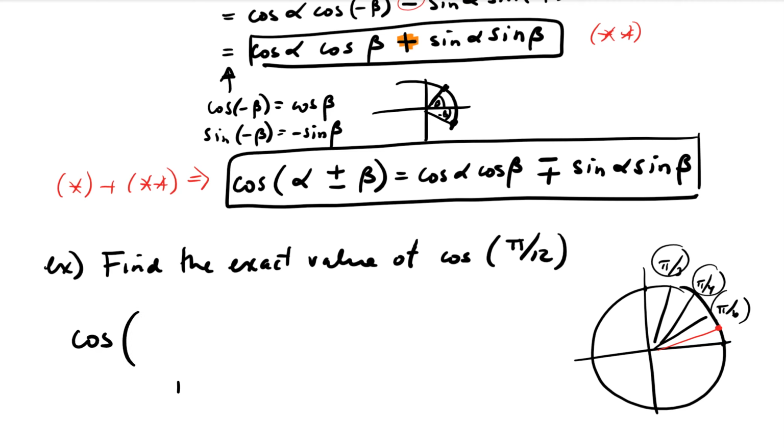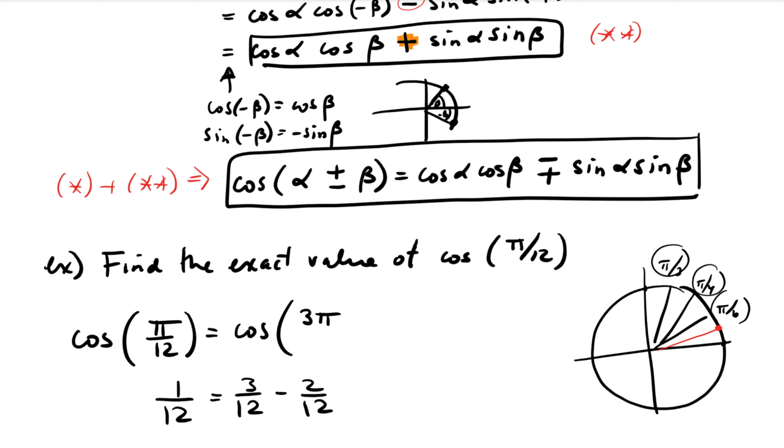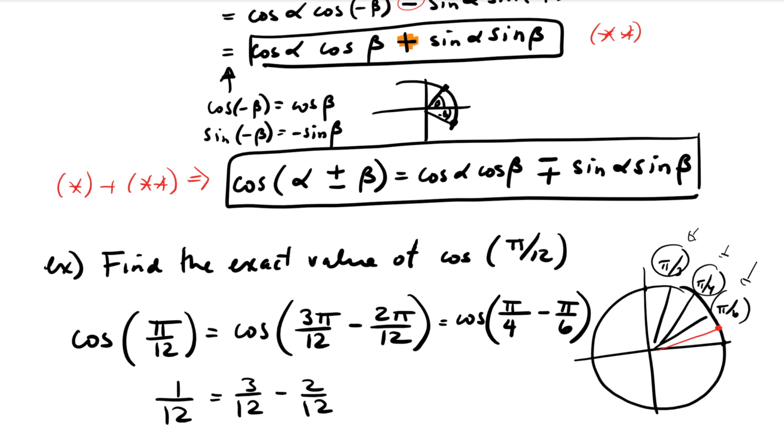Well, the way to do this is essentially we've got 1/12, okay? You can write that as 3 over 12, which is 1/4, minus 2 over 12, which is 1/6. So cos of pi over 12, you can write it as cos of 3 pi over 12 minus 2 pi over 12, okay? And like I said, this is going to be pi over 4, and this is pi over 6. So I can essentially rewrite pi over 12 in terms of angles for which I know the sine and the cosine.